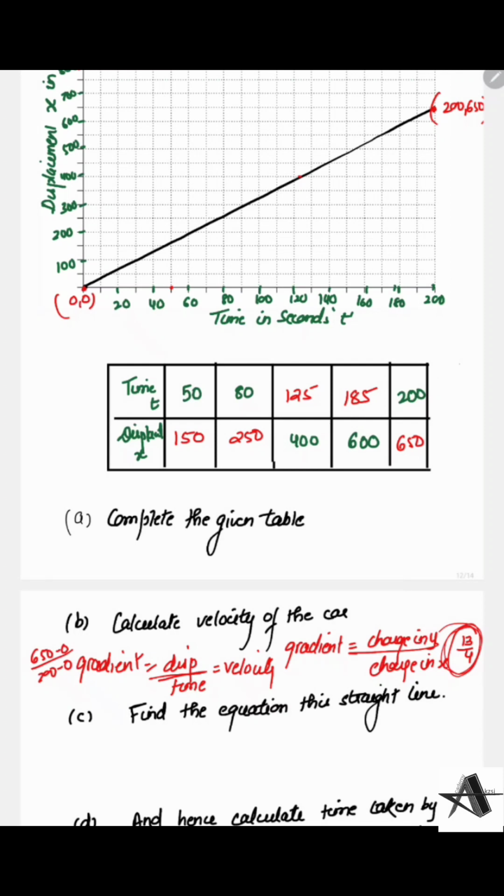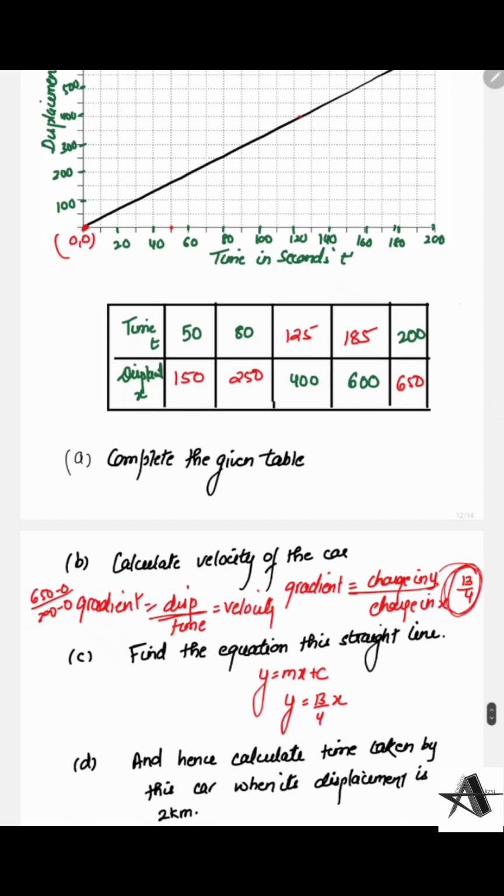Next it says find the equation of this straight line. You can clearly see y is equal to mx plus c. Gradient we just calculated, 13 over 4. And the y-intercept is what? It is touching at 0. So c is 0. So y is ultimately 13 over 4 x.